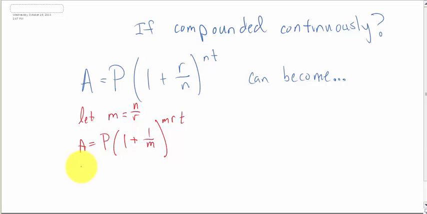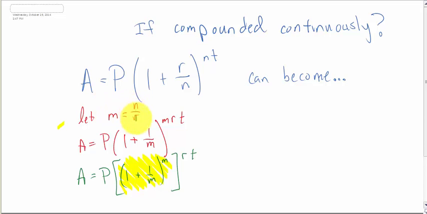Okay, so what good does that do me? Well, watch. A equals P times 1 plus 1 over m raised to the m power, and raised to the rt. And we just got done talking about what happens as m goes to infinity. As n got huge, m also would have to get huge, because we have a bigger and bigger number over a constant. So as n goes to infinity, m also would be getting huge.